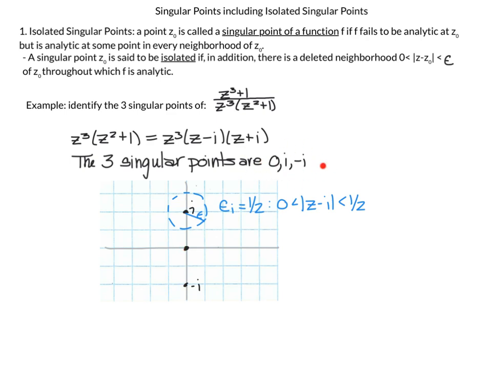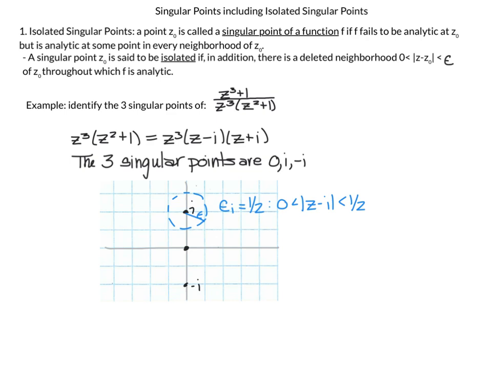And since these are the only singular points, that means this disk here is analytic throughout once I take out the i. So in other words, this is my neighborhood: the modulus of z minus i, the distance between any point in this disk and i, is going to be less than 1/2, so it's within the circle, but it'll be greater than 0. So in other words, the greater than 0 is what removes this i. So everything in this neighborhood is analytic, which makes i an isolated singular point.